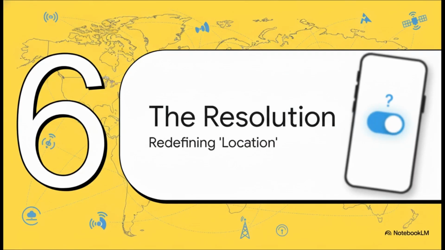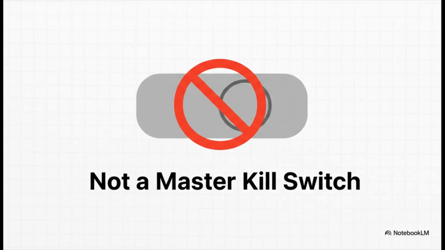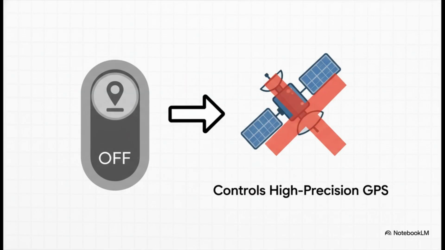So now we can finally bring this all together. The resolution to this puzzle is to just redefine what that location toggle actually controls. The core misunderstanding is that we think that switch is an all-or-nothing privacy shield. It's not. It doesn't cut the system off from every single possible clue about its location. What that toggle actually controls is the most precise, most power-intensive tool the device has, the GPS chip. So when you turn location off, you're really just telling the device, don't use GPS.